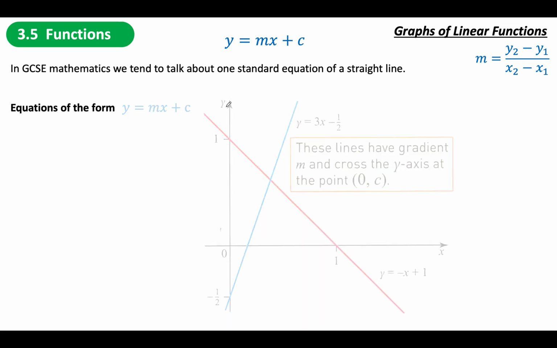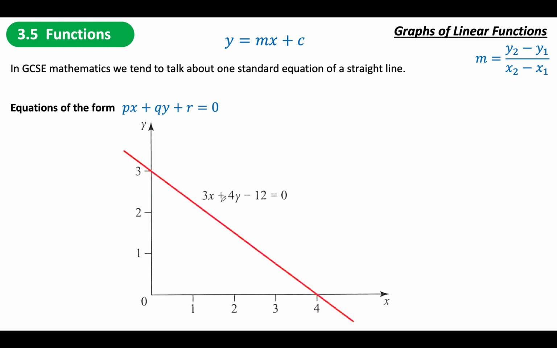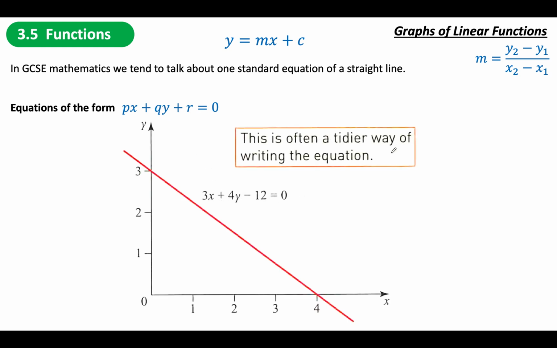We've seen those. Now in further maths, we particularly like these ones. So you put it all on one side of the equals sign. In this case, we've got px plus qy plus r. We're just saying it's something x plus something y plus a constant equals 0. And we like them to be whole numbers, integers. So here's one, 3x plus 4y, take away 12 equals 0. This is often a tidier way of writing the equation, so they reckon. There are some features of this we'll come across in a minute. You can see 3 and 4 are actually a feature here, but not maybe in the way you expect.